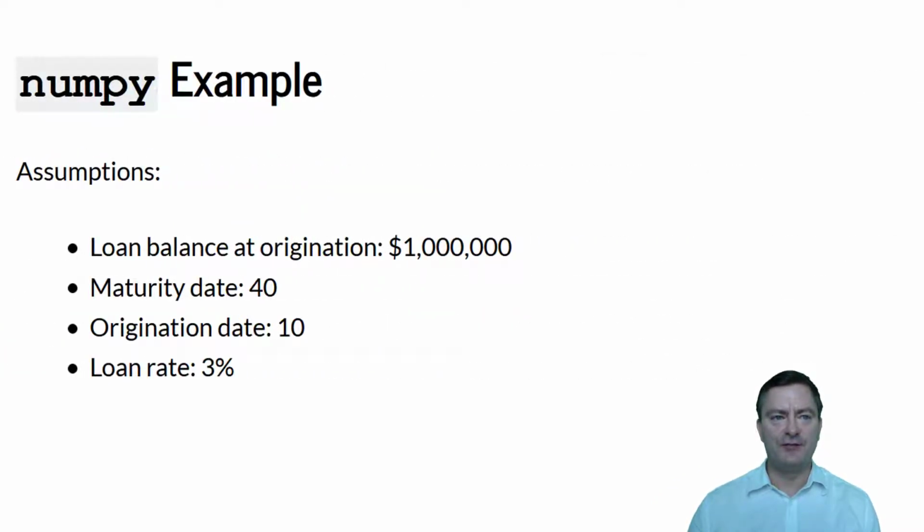Let's have a look at a Numpy example. We set four important assumptions. We set the loan balance at origination to $1 million. We set the maturity date to 40 and the origination date to 10. We set the loan rate to 3%.